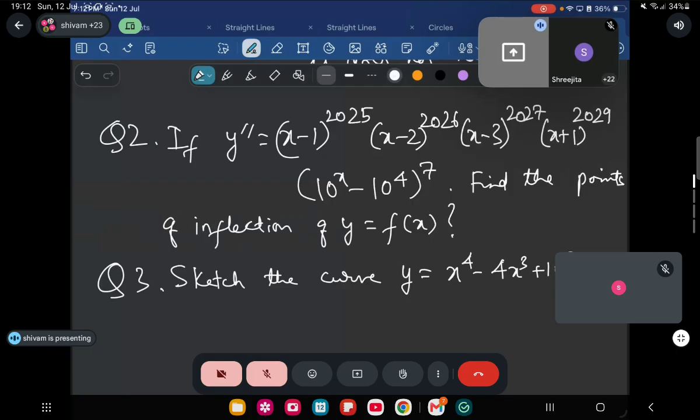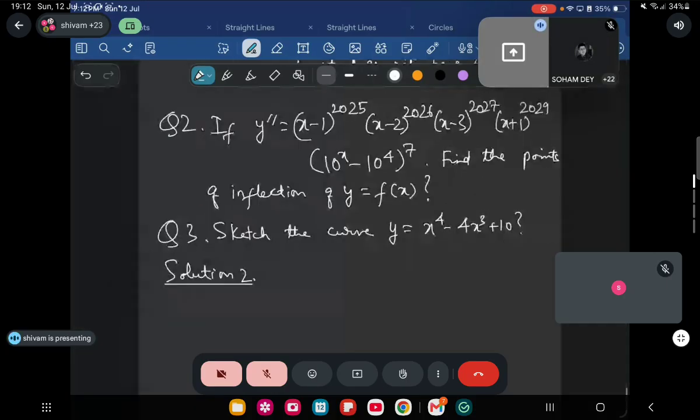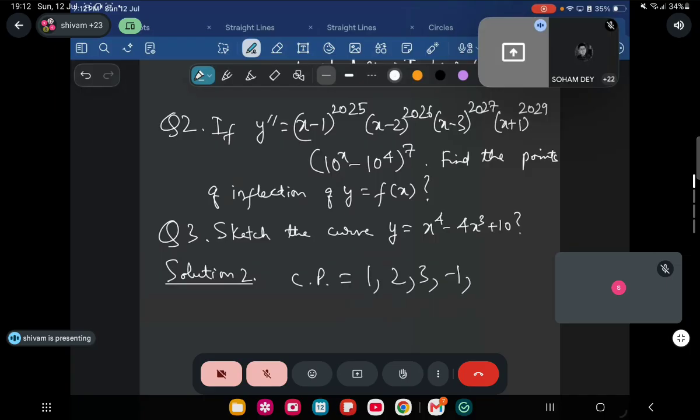Okay. So we need to just check around which point y double dash changes its sign. What do we need to do? We need to draw a wavy curve. Let us draw a wavy curve, everyone. Over here, what are the critical points? I am just writing the critical points. Critical points are 1, 2, 3, minus 1 and 4, right?